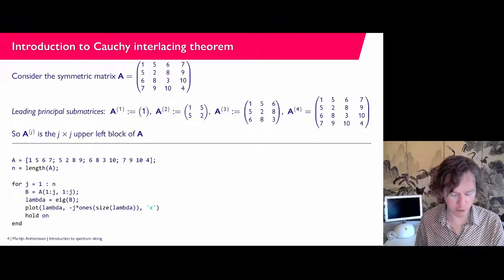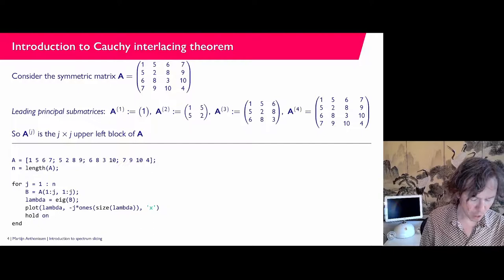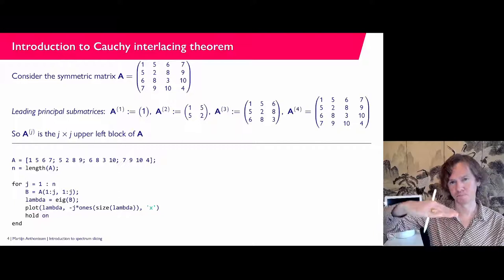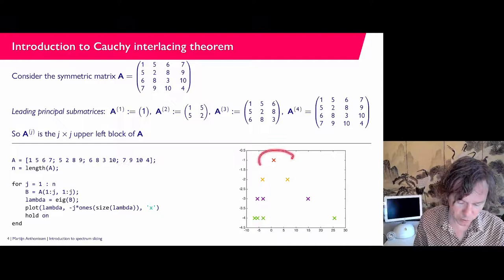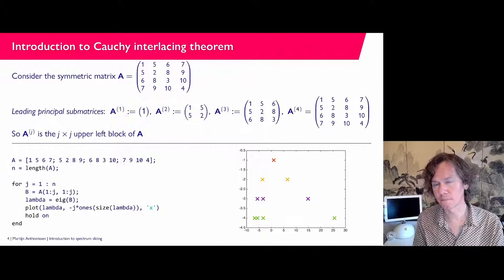That probably uses the QR algorithm, but that's not important here. What I'm going to plot is the eigenvalues at different heights, so that we can see all the eigenvalues immediately. I plot them all together. So what you get here is a plot. And this red cross here is the eigenvalue of this matrix. Well, that's just one, because it's a 1x1 matrix.